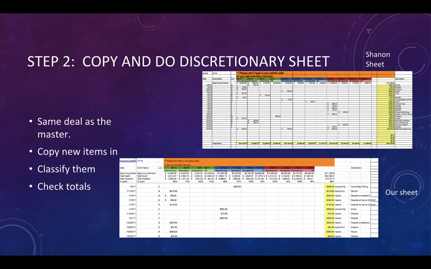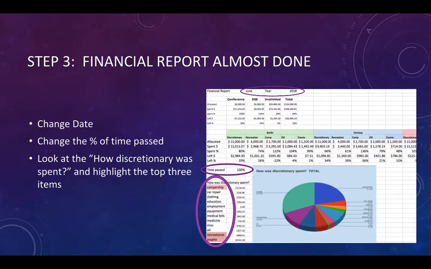Okay, so you're going to do the same thing as with the master for the discretionary sheet. Copy the new items in. Make sure you leave that column for the pull down menu, and classify them, and then at the end of the day, check the totals. Once you've done that, you're almost done because this sheet, which you won't see on Shannon's sheet, it's only for our purposes, this sheet pulls a lot of this data from the other two sheets.